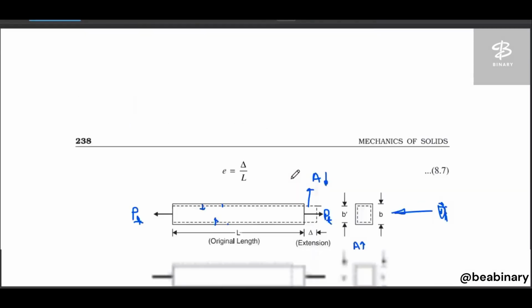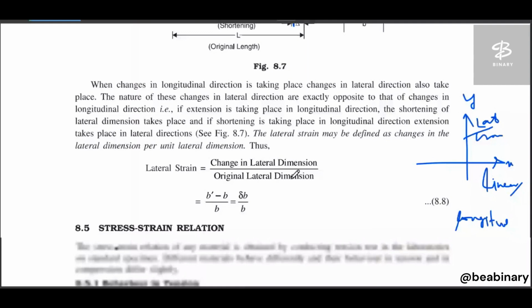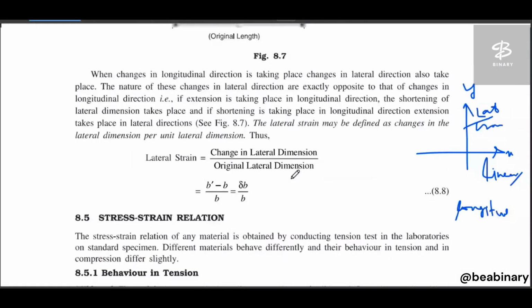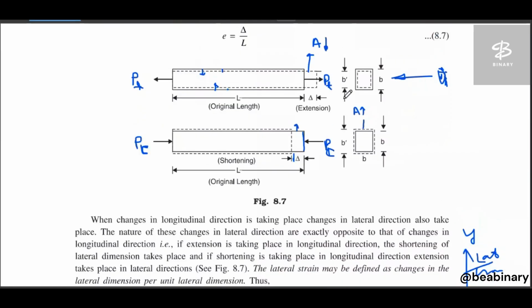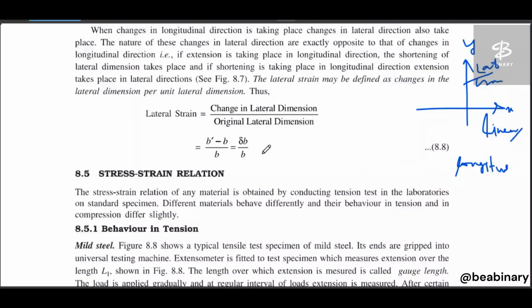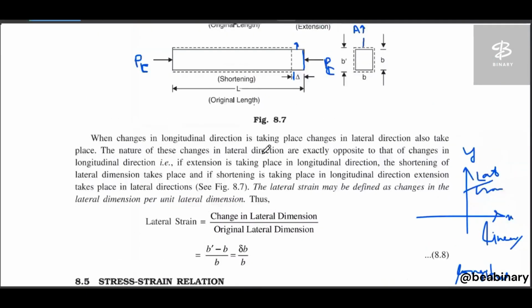So this is the lateral strain, meaning B dash minus B upon B. Here this is the B dash. In that case, B dash is the bigger dimension minus B, the small dimension. B dash minus B upon B. So this is delta B upon B. This is basically the lateral extension.